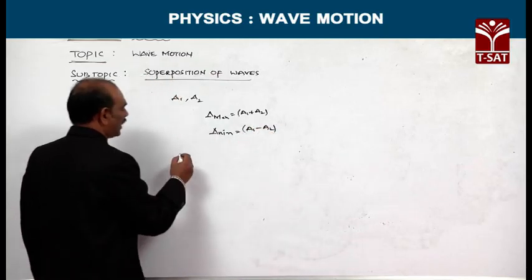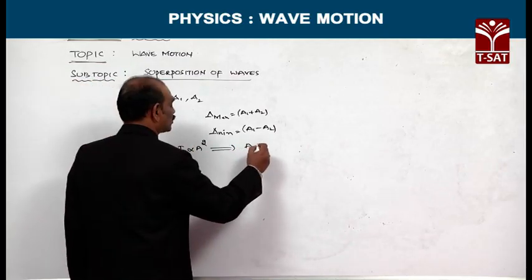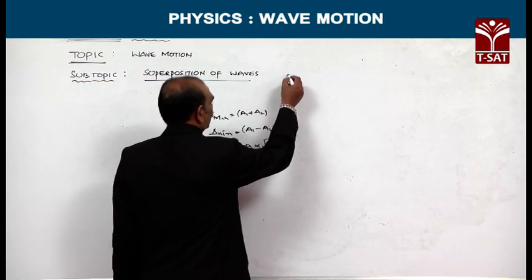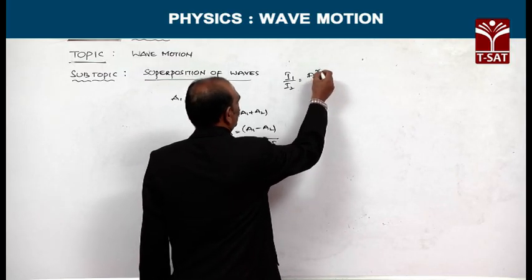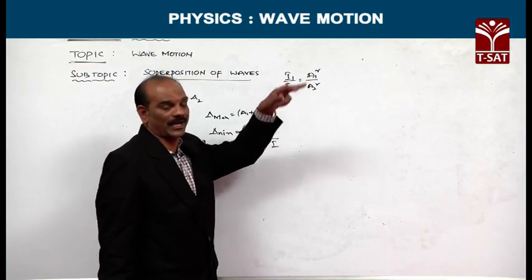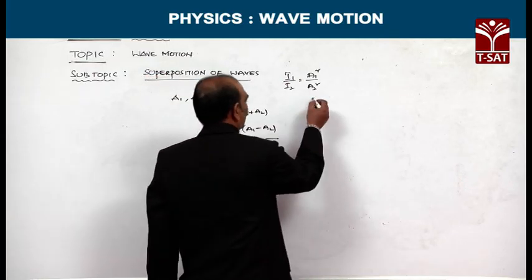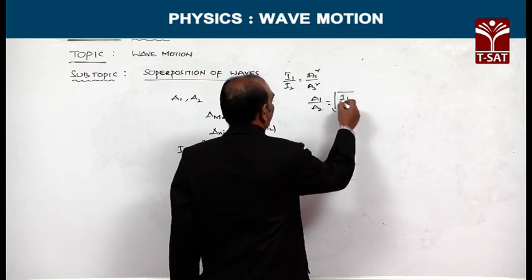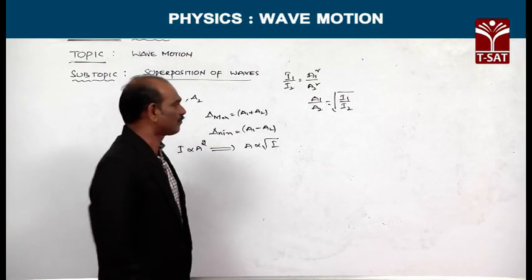So here we know that intensity is proportional to the square of amplitude, which is also equivalent to A proportional to root I. To find the I1 by I2 ratio, I1 by I2 is equivalent to A1 square by A2 square. When amplitudes are given, to find the intensity ratio, we can use I1 by I2 equal to A1 square by A2 square. When intensities are given, to find the amplitudes, we can use A1 by A2 equivalent to under root of I1 by I2.